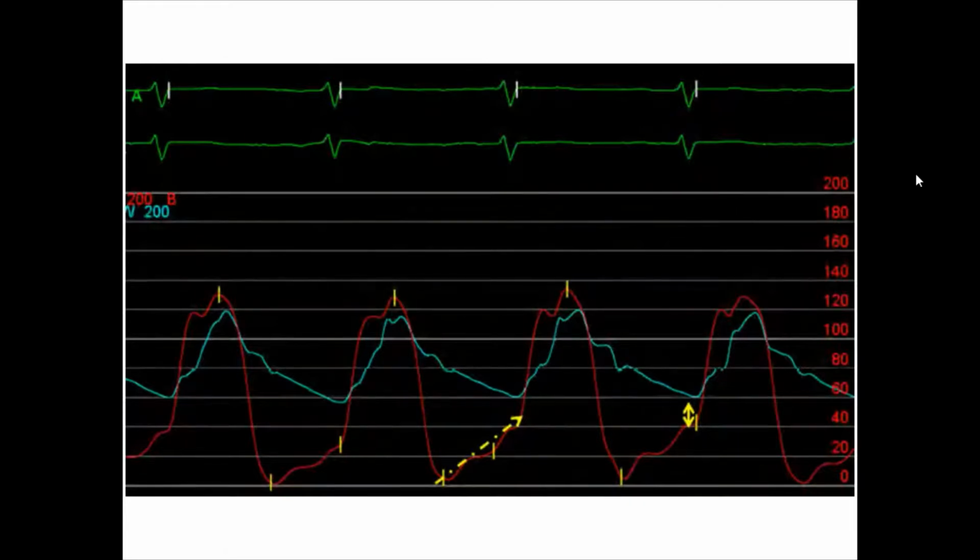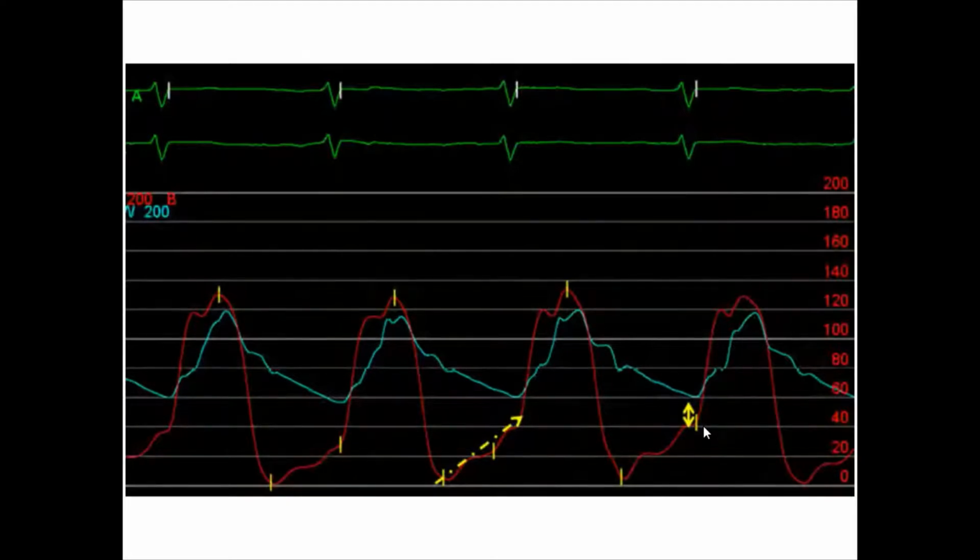So this is a simultaneous hemodynamic tracing between the LV and the aorta, on a scale between 0 to 200. In the LV tracing, the peak is 120, and the LVEDP is around 40. So the LVEDP is high. The LV is the red one, the aorta is the blue one. Good.